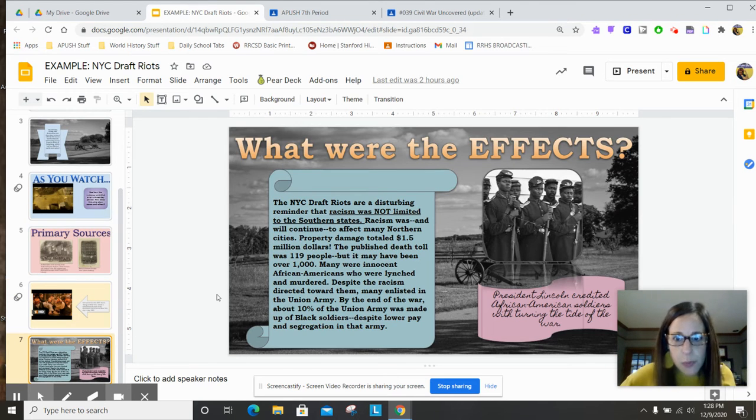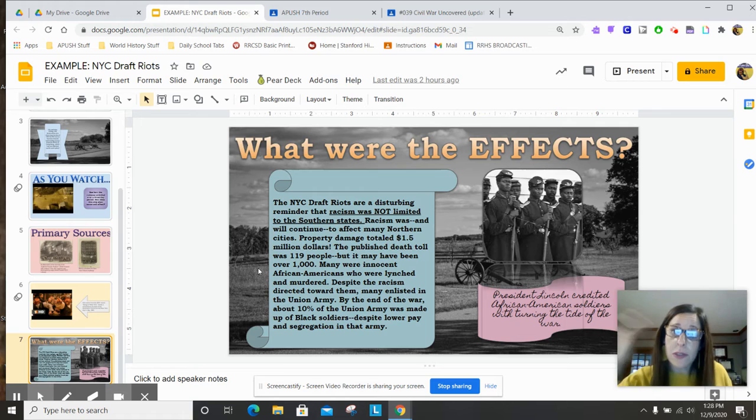And then you want to end with a slide or two on the effects. You want to talk about long term. What does this do, right? So for the New York City draft riots, we're using this to show that racism is not limited to the southern states. This is something that is not unique to the Confederacy. This was something that was nationwide. In fact, it made it really difficult for Lincoln to pull the United States together to fight this war. I put the death toll in there, although I said it's probably more than that, because things weren't getting reported. There weren't accurate records of a lot of this.